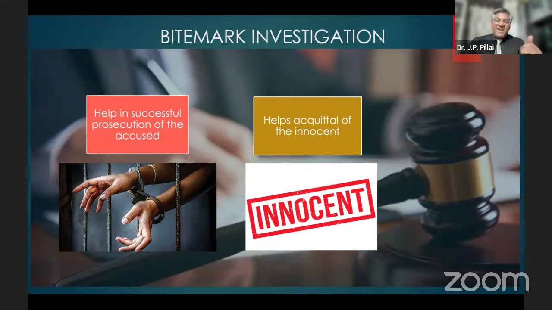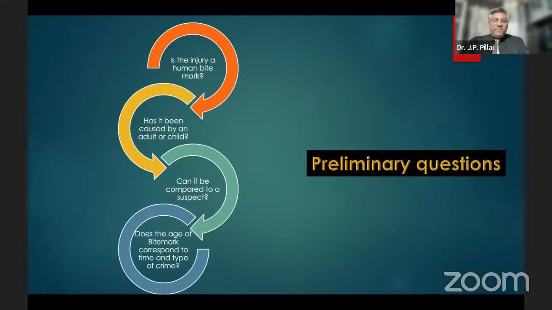For example, I can say the bite mark injury pattern has shown rotation of one particular incisor. But here in this particular person, there is midline diastema. So it's a very clear-cut indication that this person is not the biter. So he can be acquitted.